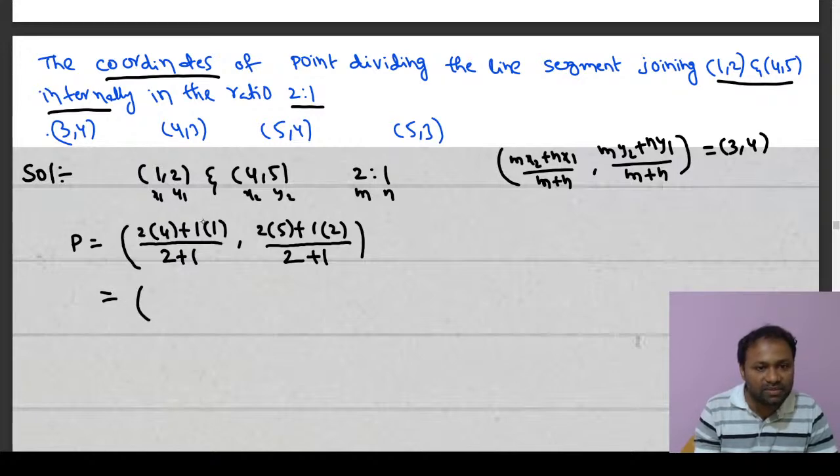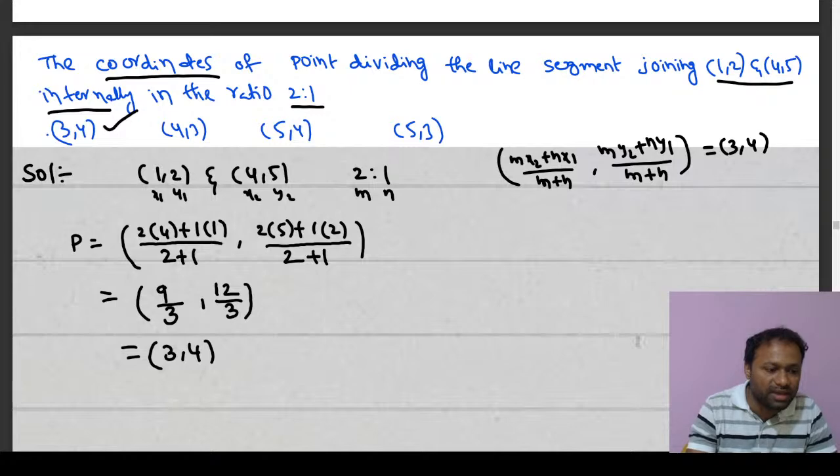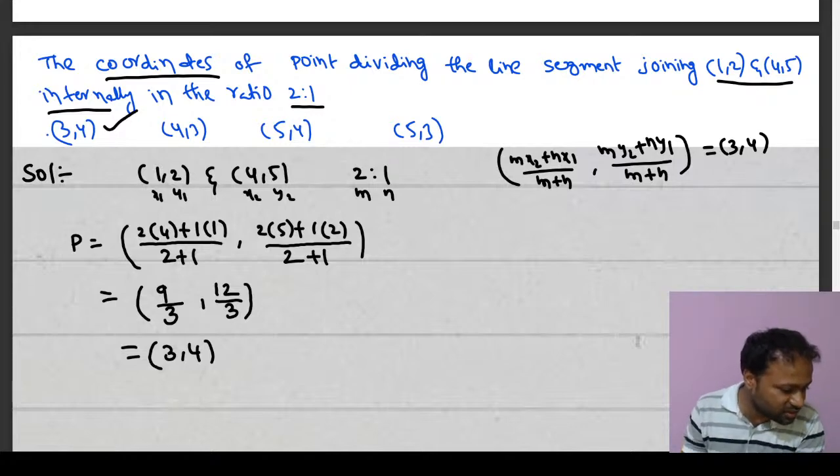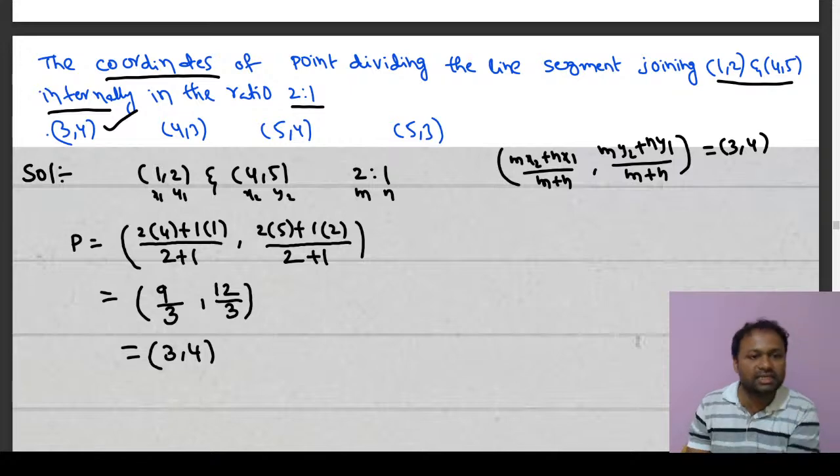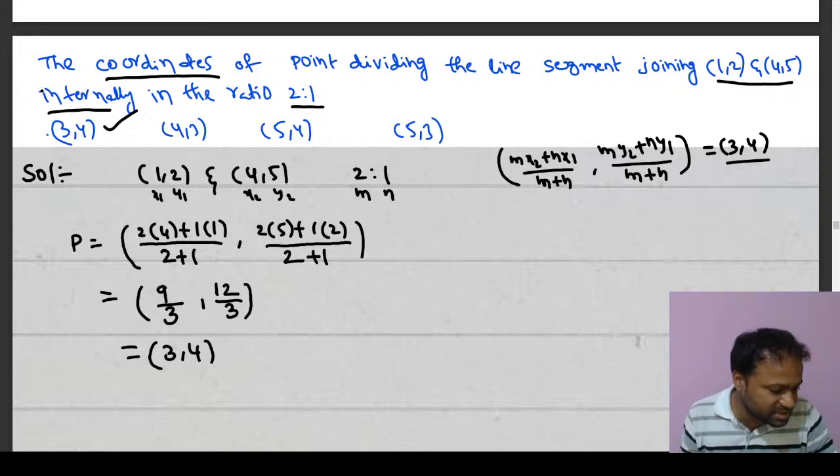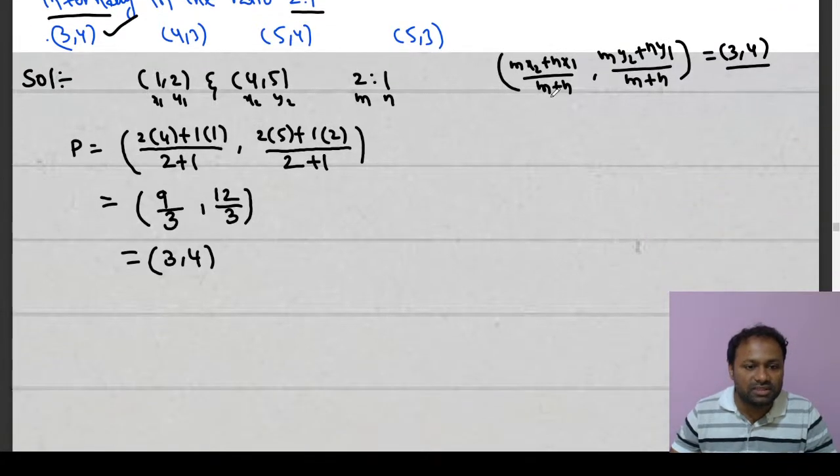4 2s are 8, 8 plus 1, how much? 9 divided by 3. Next, 5 2s are 10, 10 plus 2, 12 divided by 3. So the answer is 3 3s are 9 and 3 4s are 12. So the answer will be ordered pair 3 comma 4. And of course Sukanya, you also said correct. So the answer is 3 comma 4, right? Internally means you can use the formula. Nice. So in this way we can do some more problems.